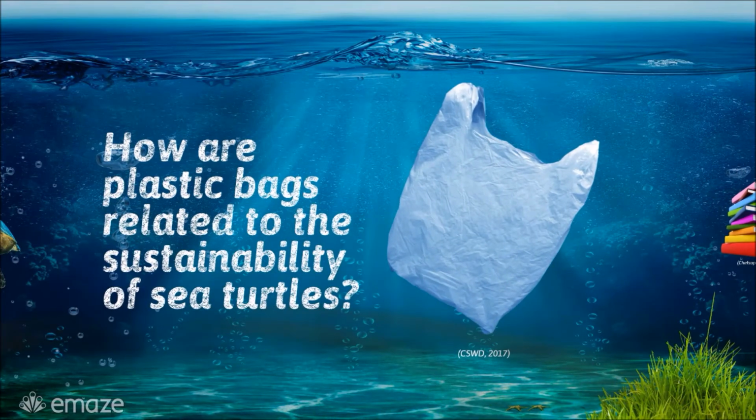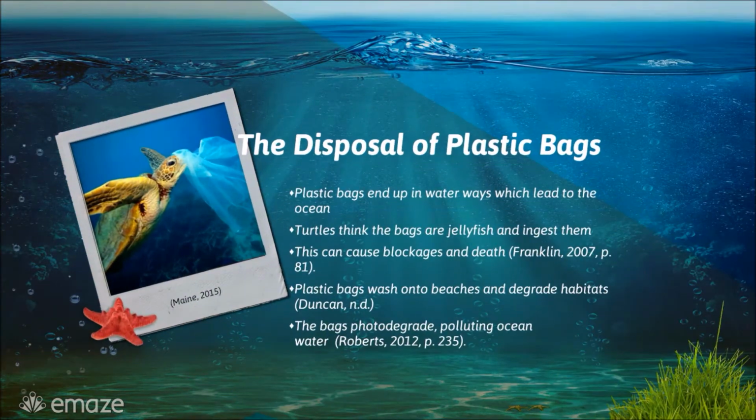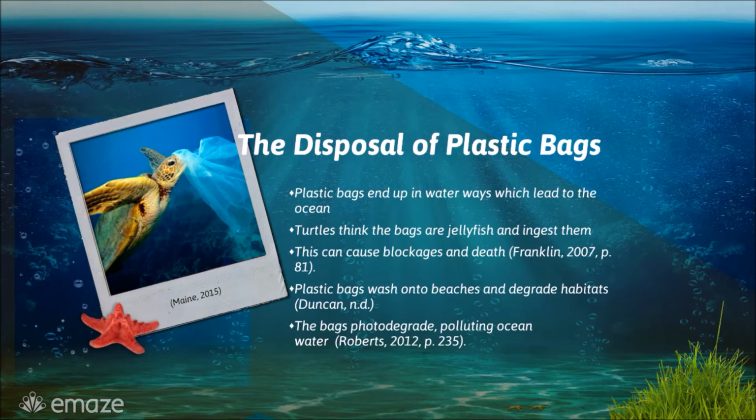How are plastic bags related to the sustainability of sea turtles? When plastic bags are disposed of incorrectly, they end up in waterways and eventually the ocean, which is endangering the sustainability of sea turtles. Plastic bags floating in the ocean look very similar to jellyfish, a favoured food of sea turtles. The turtles mistake the plastic bags for jellyfish and ingest them. This causes blockages in their stomachs and intestines, and the plastic bags can accumulate until the turtle dies of starvation with a stomach full of plastic.